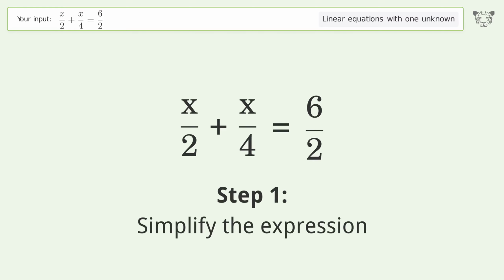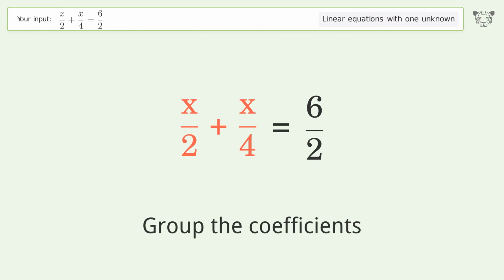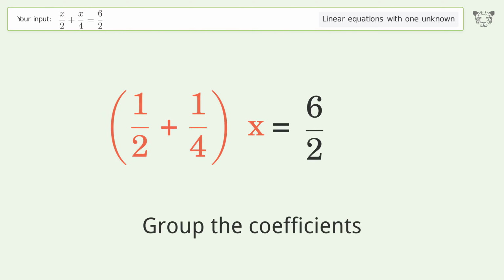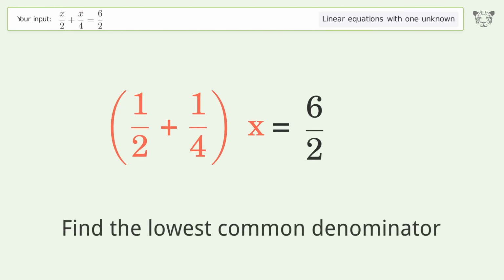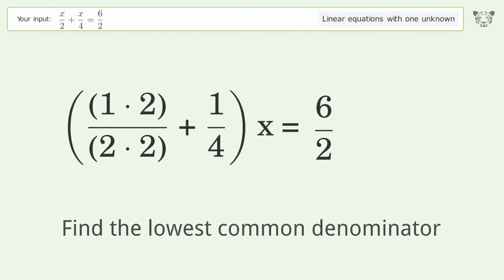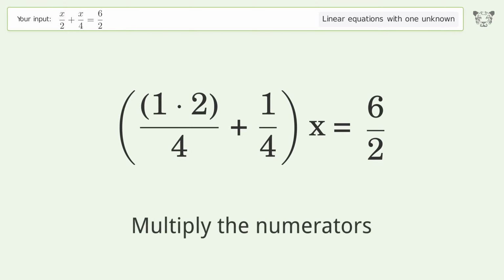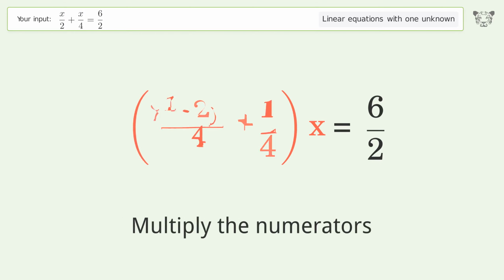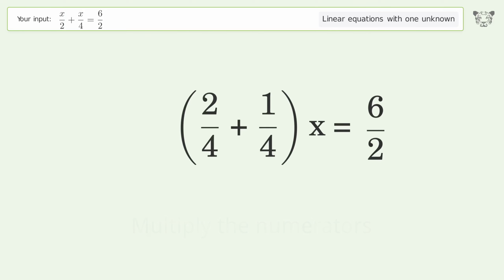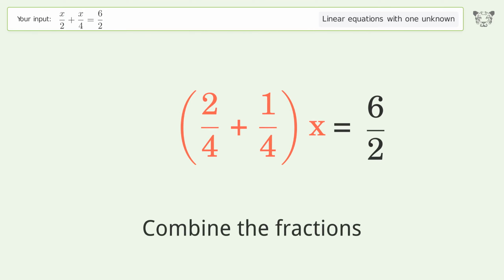Simplify the expression. Group the coefficients. Find the lowest common denominator. Multiply the denominators. Multiply the numerators. Combine the fractions.